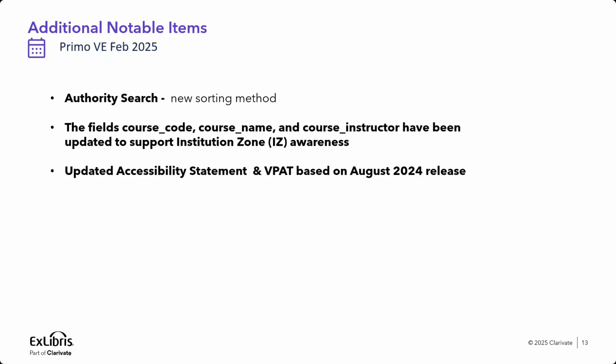And now, Neely, over to you for additional notable items. Thank you, Sima. I would also like to note, if you are in a consortia environment, regarding searching for course material, specifically if you are searching for the following fields: course code, course name, or course instructor, so far those fields were indexed in the search and they were not institution aware. That means that you get results while searching.